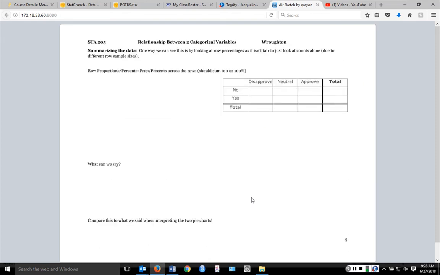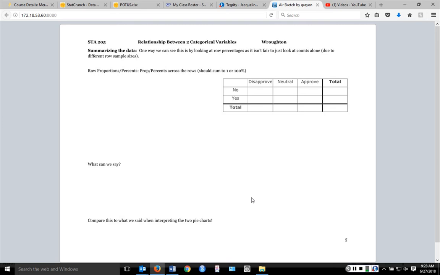Well, let's start by looking at a way to summarize those data that we had. So in a sense, the counts that we had are sometimes hard to look at to really see what's going on. So another way to look at it is what's called row proportions, or a lot of times referred to as row percentages. And what that means is that each row will add up to 100% or 1 if you're doing the decimal form of them.